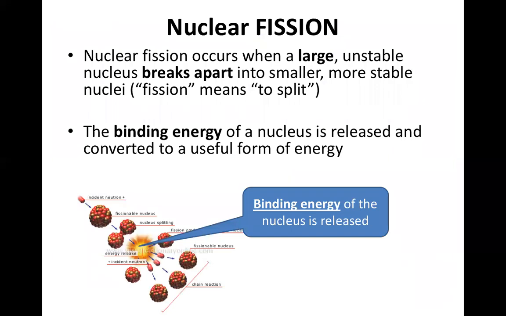So nuclear fission occurs when a large, unstable nucleus breaks apart into smaller, more stable nuclei. And fission means to split. The binding energy of a nucleus is released and converted to a useful form of energy. Binding energy of the nucleus is released.